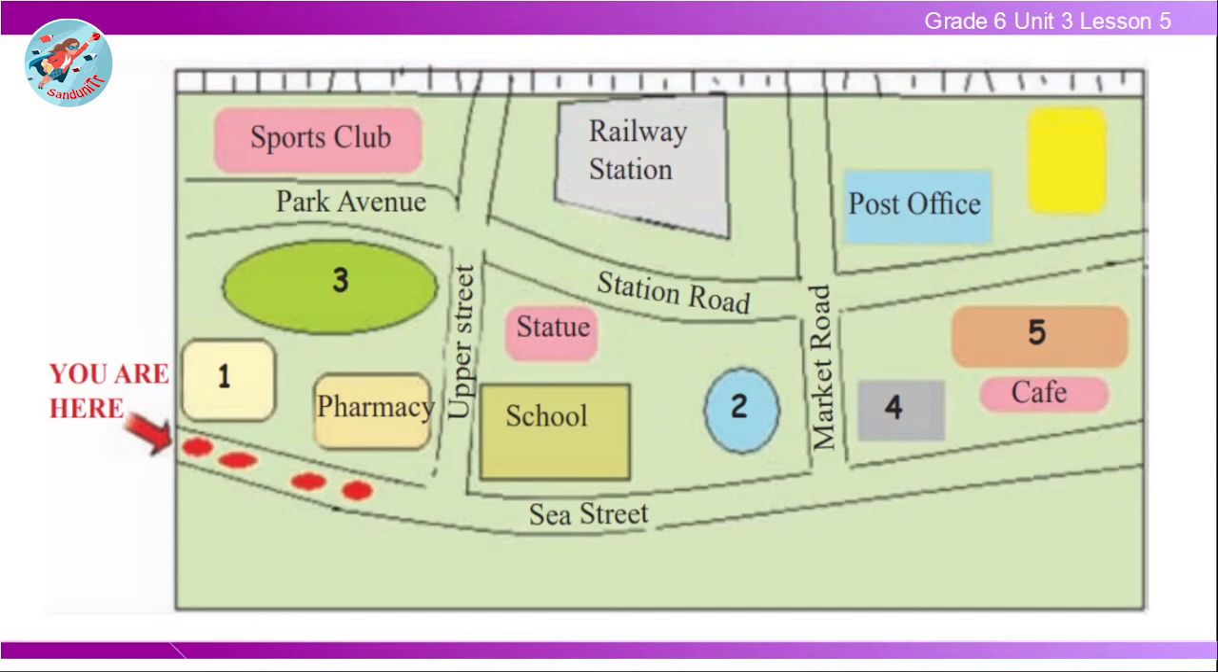You can see a junction. Mark it with a star. Turn right from the junction to the station road. Go along the road until you find another junction. Mark it with 2 stars. Turn to your right. It is the market road. You can see a clock tower on your right. It is number 2.